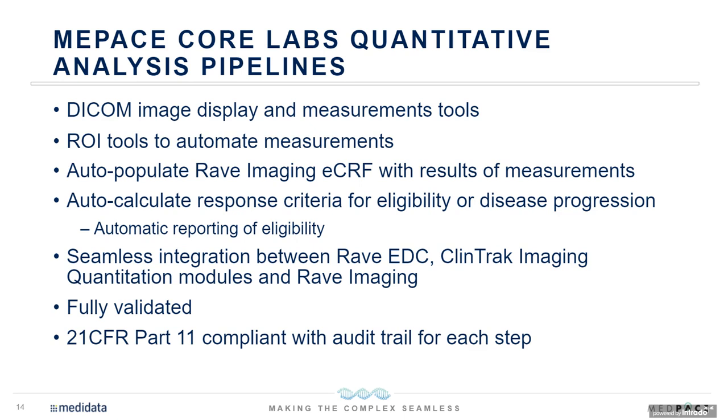MCL quantitative analysis pipelines all incorporate key features that facilitate image display and quantitative analysis at the site or in the hands of skilled technologists or central reviewers. These universal tools are available across quantitative analysis applications and include a DICOM viewer, ROI tools, auto-population of Rave Imaging ECRF with the results of measurements, in some cases auto-calculation of responses, for example, oncology response criteria, and automatic reporting of eligibility. These capabilities then seamlessly integrate with Rave Imaging and Rave EDC, and they're fully validated.